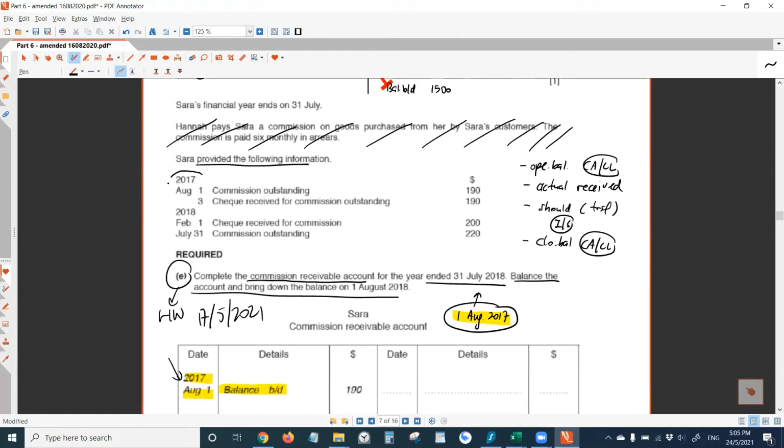If you have not remembered all these elements, ensure that you write them down so that you have guidance. So first line, August 1st, 2017. This is the opening balance, 190. Have they recorded this for you? Yes. Okay, ensure that they have recorded it correctly. So this is an opening balance.